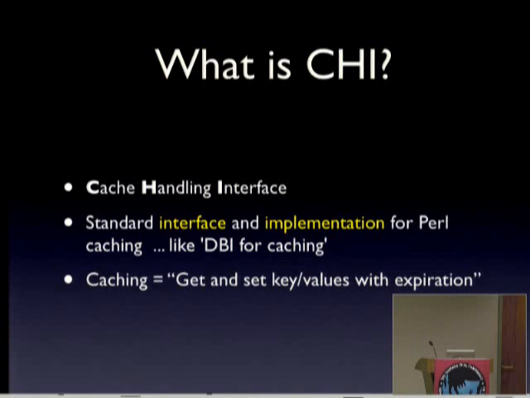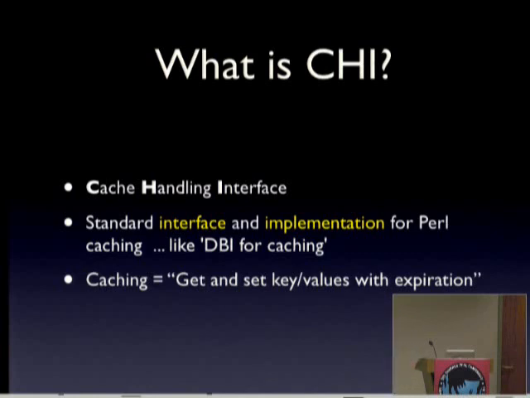The way that DBI abstracts out all of your drivers and gives you a set of common features for database access, Chi abstracts out all of these different drivers where you can store your caches and gives you a nice standard interface and implementation. And when I talk about caching, is there anyone here that doesn't know what caching is? You can raise your hand.